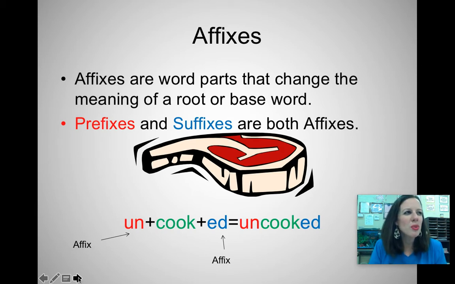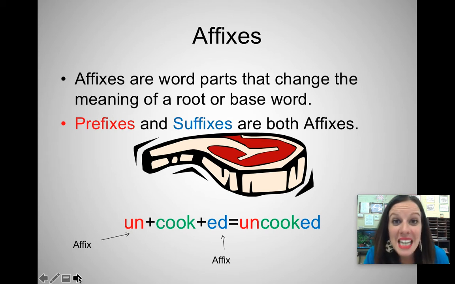What did we say our root word was again? Oh yeah, that's right, cook. So prefixes and suffixes are both parts that you can add to a base word, and we call these parts affixes. So let's look at the word cook. I can add un to it. Un is a prefix. Now the meaning of the word has changed from cook to uncooked.